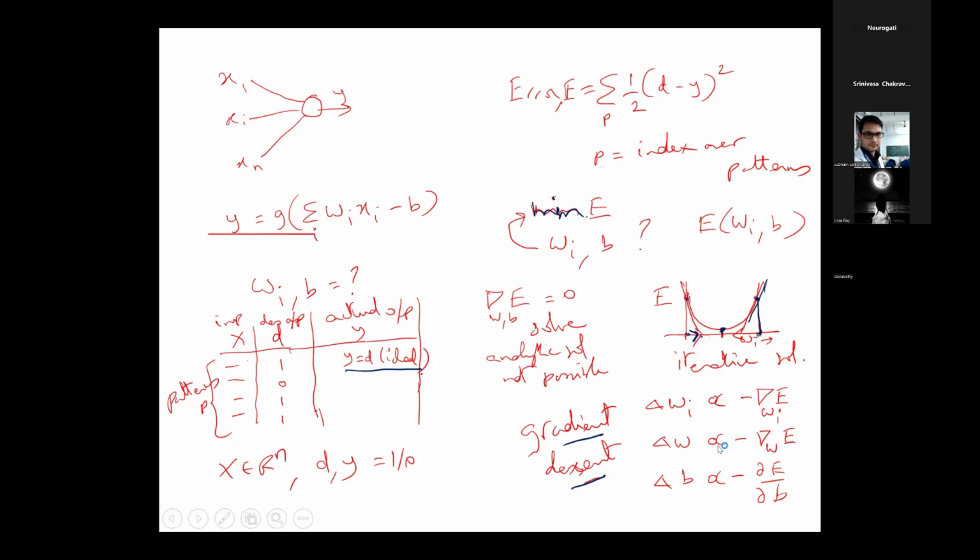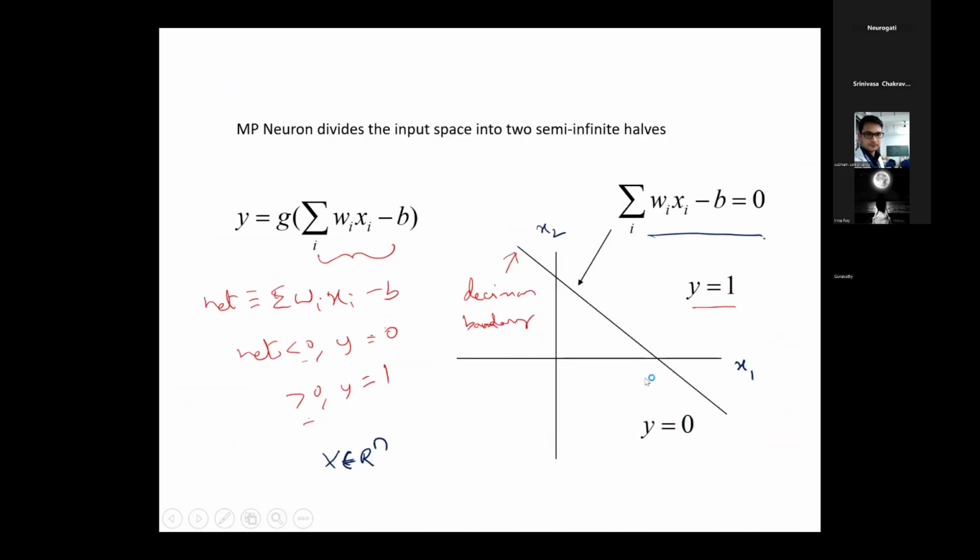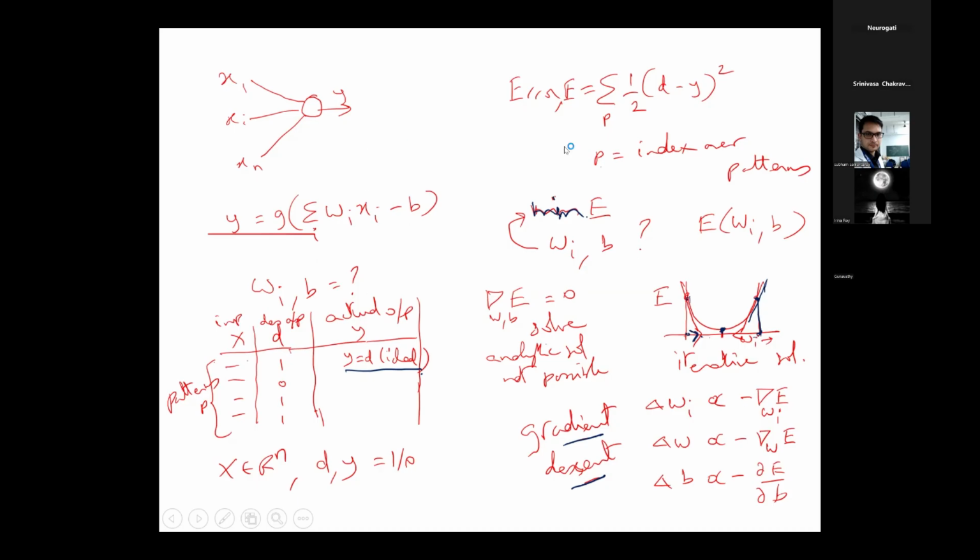So the same logic applies to even bias. It's a very simple principle. If you have a parameter which you need to minimize, the change in the parameter delta W is proportional to minus of dou E by dou parameter. So this is called gradient descent, and we'll keep using the same principle even for much larger networks. This is derived for a single neuron.